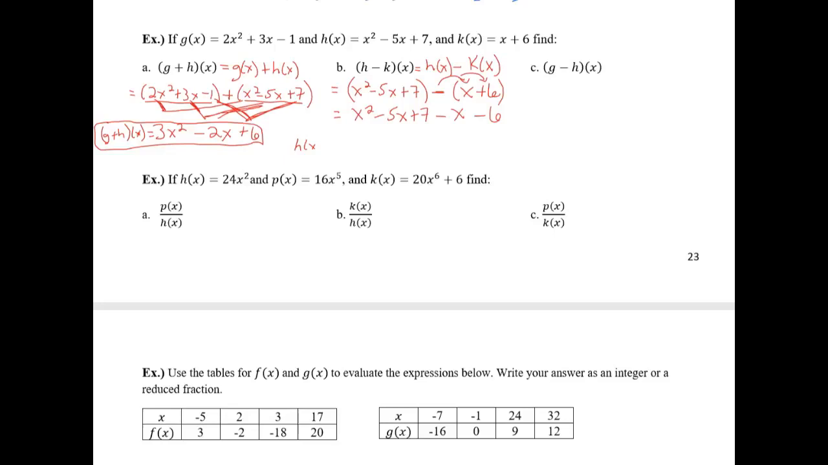Now I'm going to combine like terms. So h minus k of x will end up being, there's only one x squared term, so that'll stay x squared. And then I have minus 5x minus x. Those are my next like terms. I always want to do it in descending order, so highest degree down to lowest degree. Minus 5x minus x would be minus 6x. And then my constants, so 7 minus 6 would be positive 1. And there's the general formula for h minus k of x.